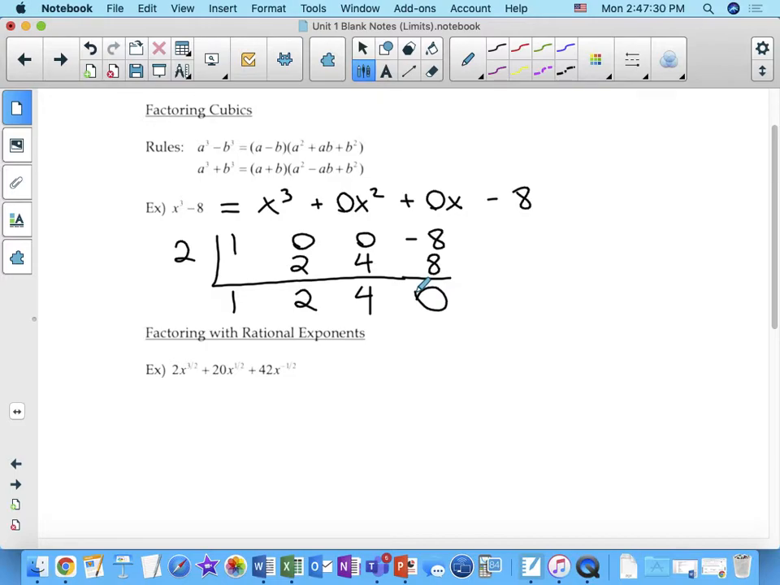Now the reason why synthetic division is nice is because these numbers give you the coefficients of what's left over. Why is it x minus 2 if it's just put in 2? Well, that's going to be a factor because the remainder was 0. So what this becomes is x minus 2, and what's left over is the coefficient of x squared, so 1x squared plus 2x plus 4.